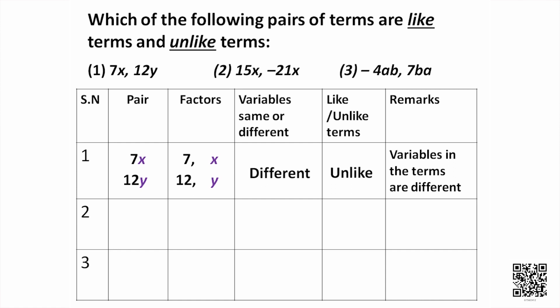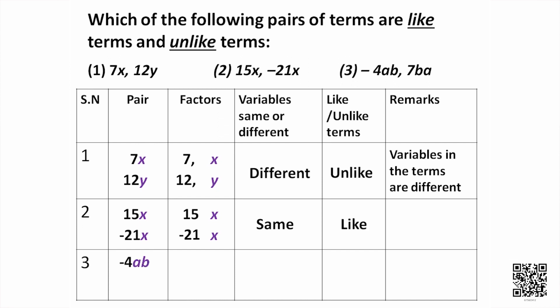Now let us see the second one. We have the expression 15x and minus 21x. In the column of factors we can write 15 and x for the expression 15x, and for the expression minus 21x we will have the factors minus 21 and x. So now what do we observe? Variables are of the same type, that is x. So we will write here same, and these terms will be like terms.